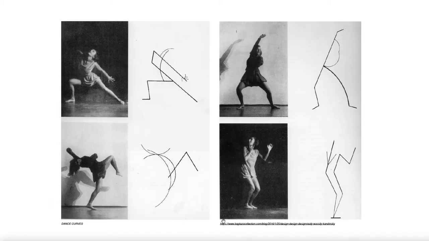These are other composite form drawings that he did based on movement. These are only lines. So his studies here were based on lines. Lots of hard angles, right? Lots of drawing with lines. Yes, Michael?